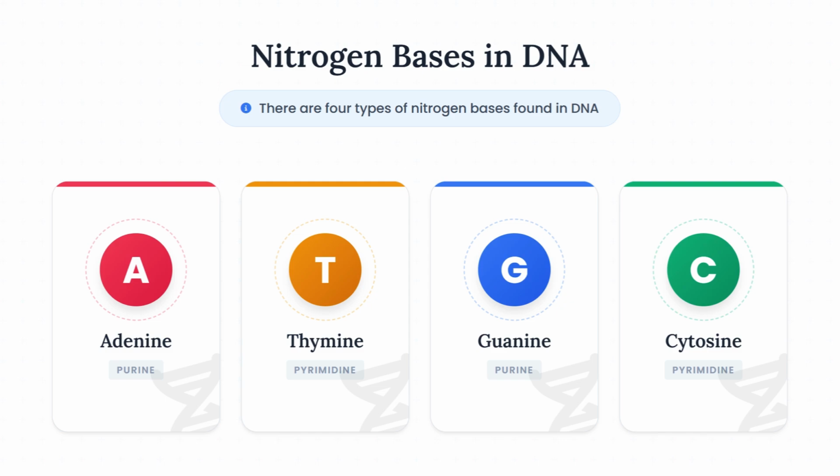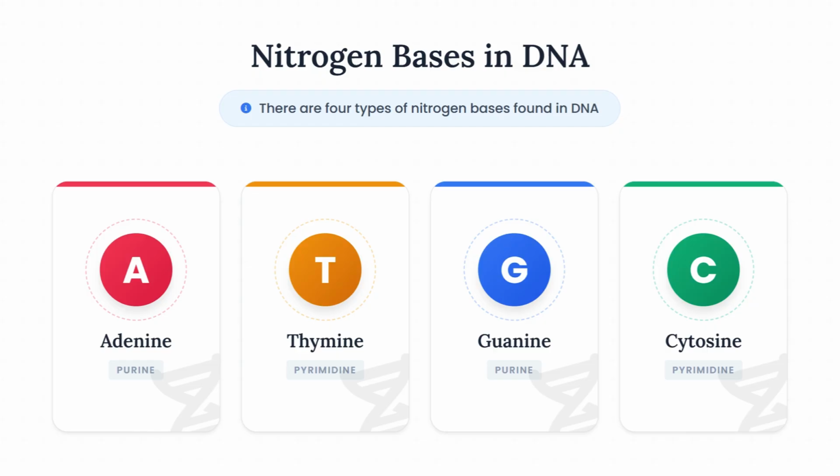These are not random. They are categorized into 2 families based on their chemical ring structure. Adenine and guanine are double ring structures called purines. They are larger molecules. Thymine and cytosine are single ring structures called pyrimidines. They are smaller. Remember these categories, purines and pyrimidines, as they are crucial for understanding how DNA pairs up.